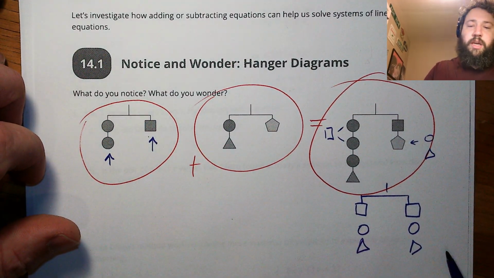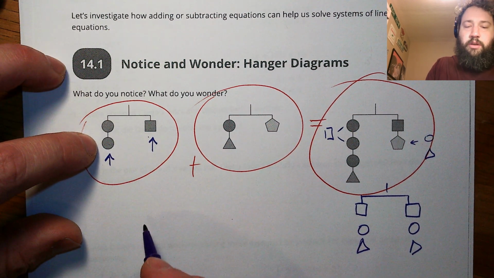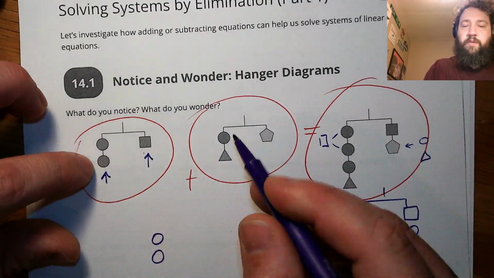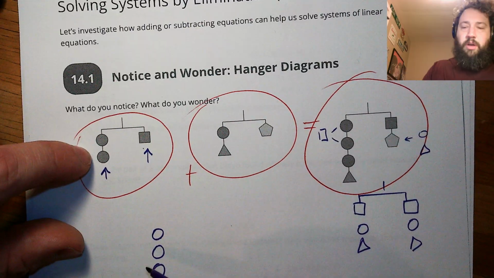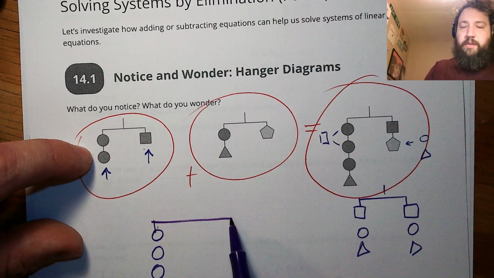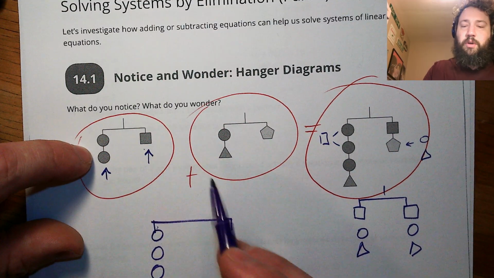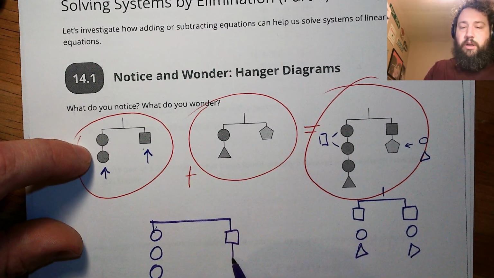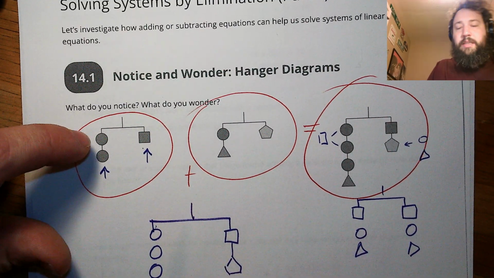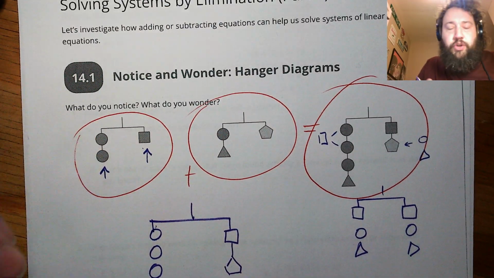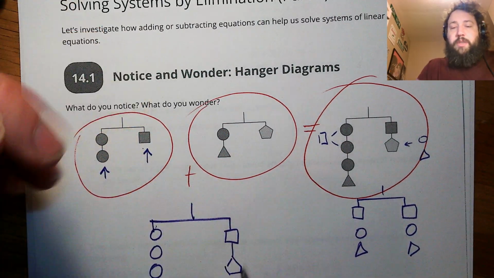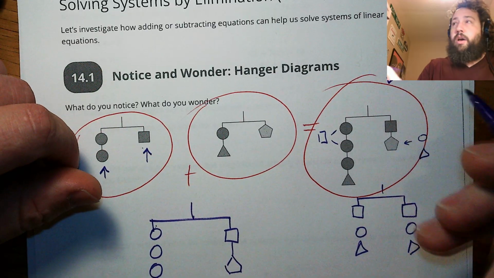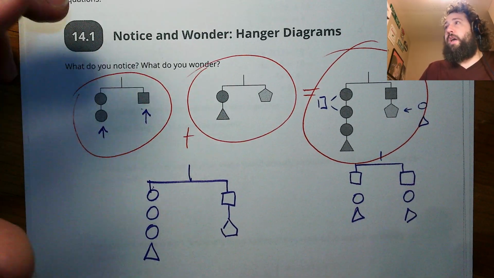So if I take my 2 circles on the left, and then I take another circle and a triangle, I end up with 1, 2, 3. That's my left side, and then my right side would be balanced with 1 square and a pentagon. Now, that's the idea of this lesson. Elimination works because when you take 2 balanced things and you combine them together, you will get another balanced thing. So it should actually work out that way.